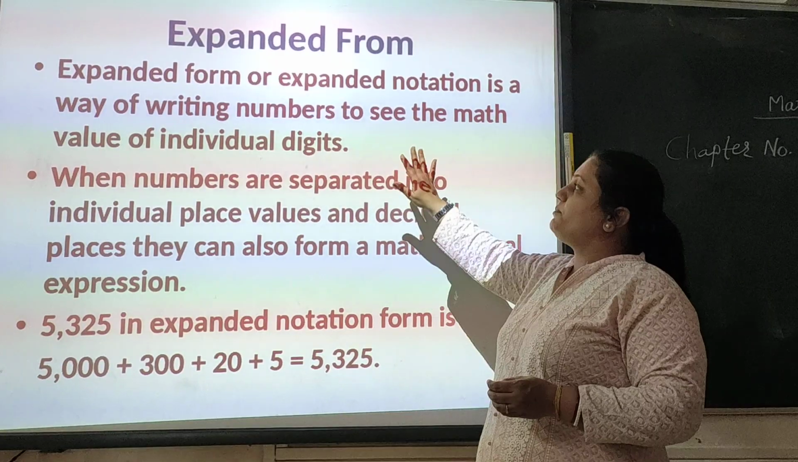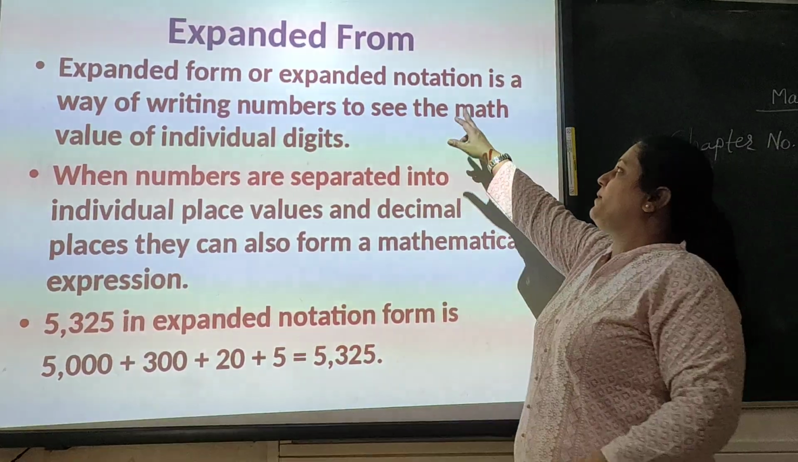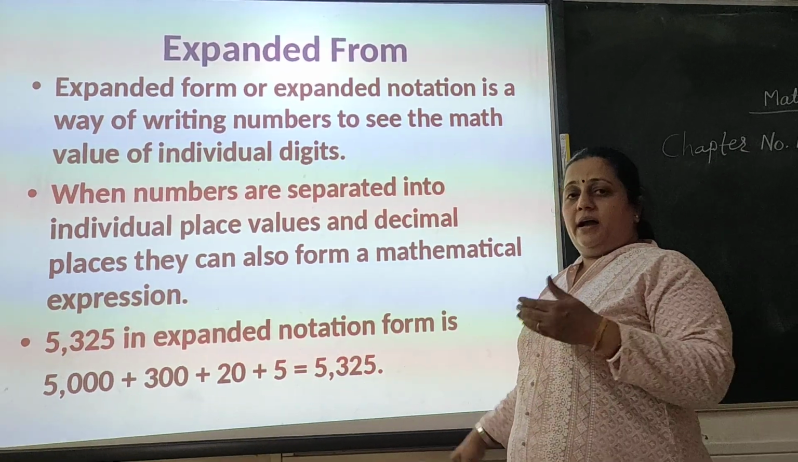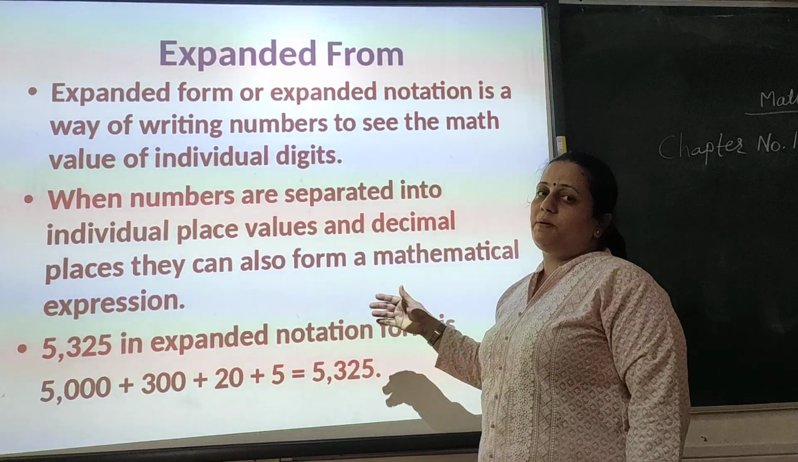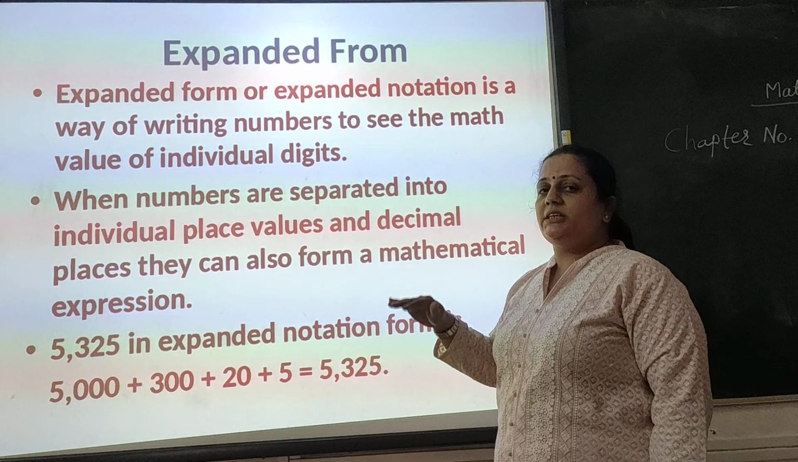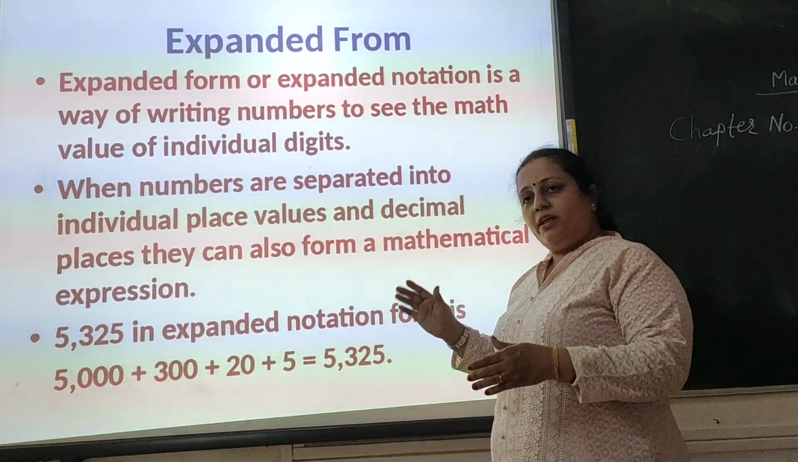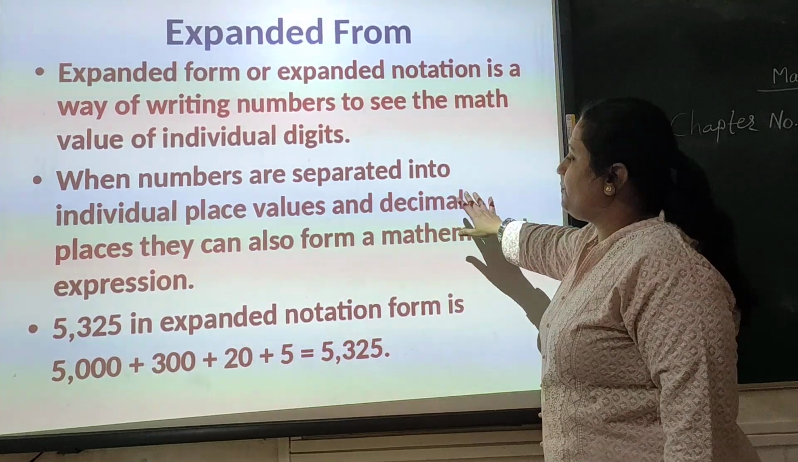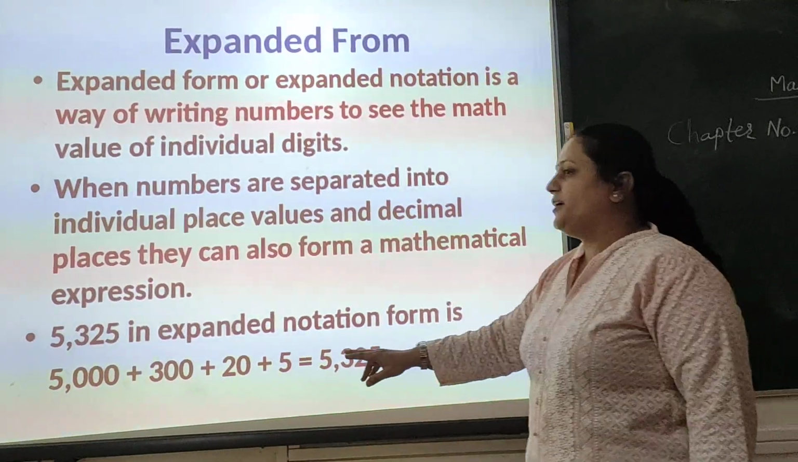Now see here, what is meant by expanded form? It is also called expanded notation. So how will we get the expanded form? Earlier we saw how we get the place value by multiplying the digit with its place. So when we write it in the addition format, then we will get the expanded form. Now see the example here.